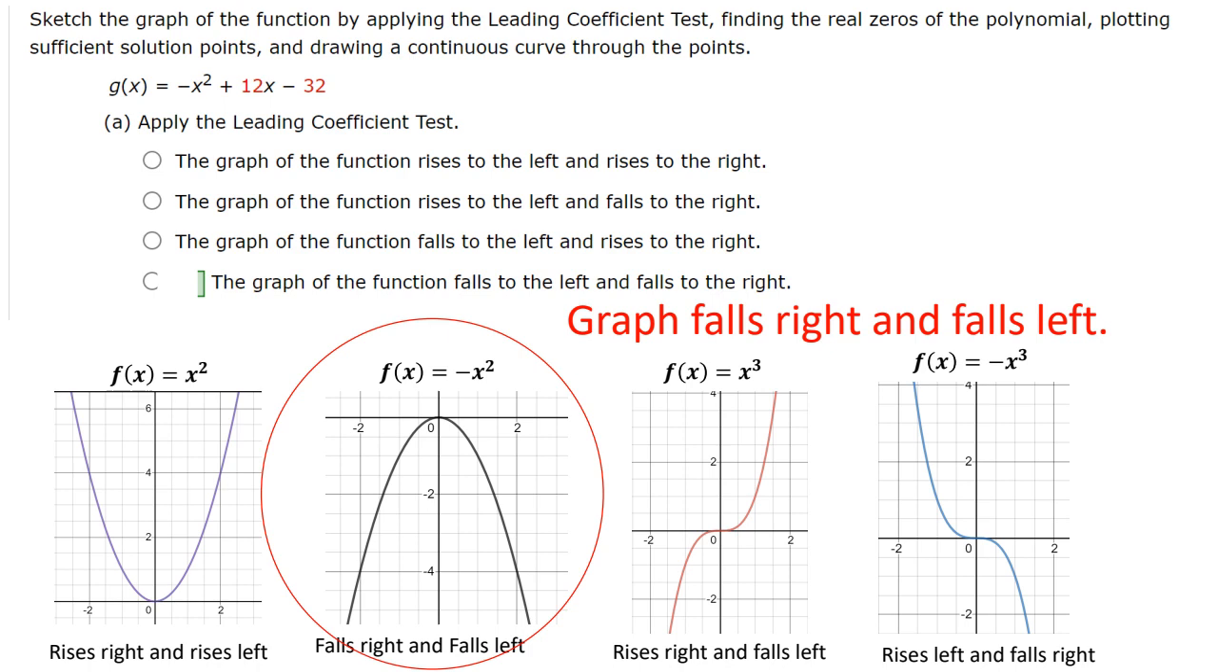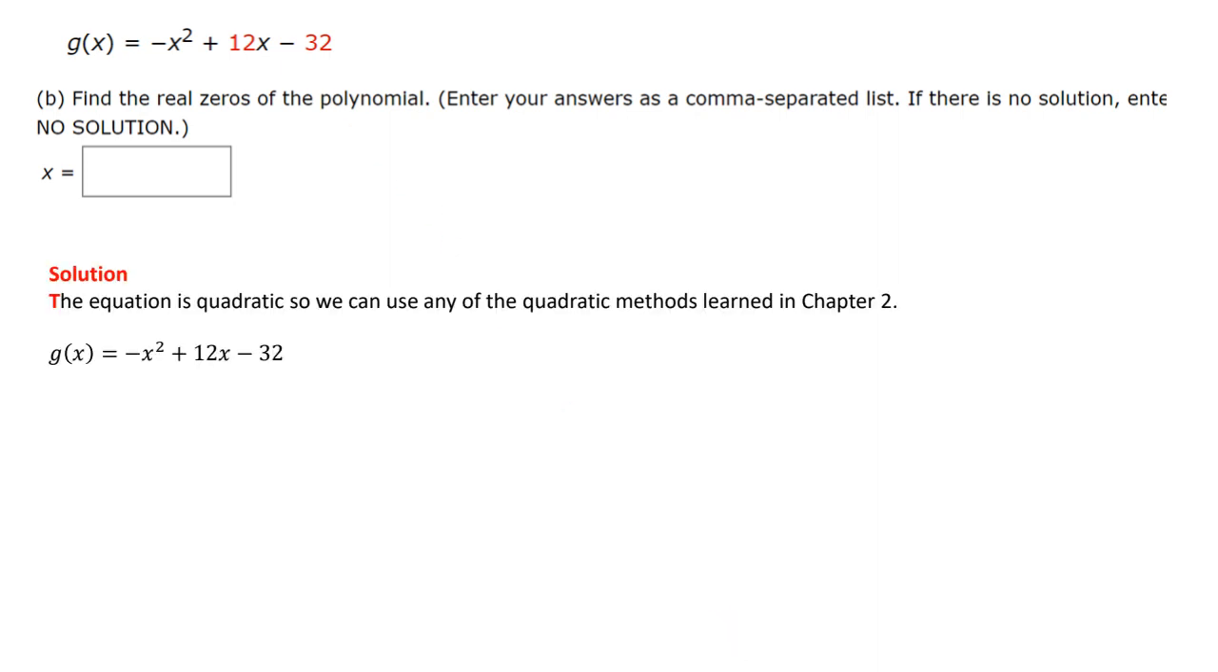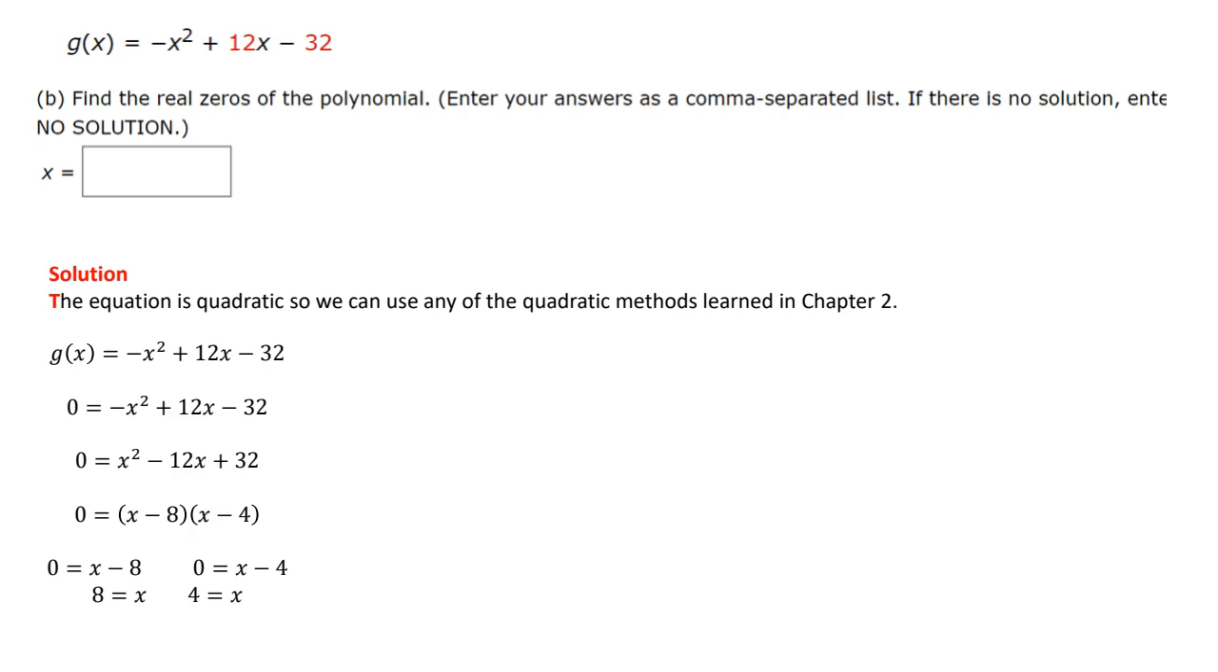Now let's go to the second part, find the real zeros. To find the zeros, this is quadratic, so we can set it equal to 0 and then try to factor. If you're not able to factor, then you can use the quadratic formula. In this example, we can factor.